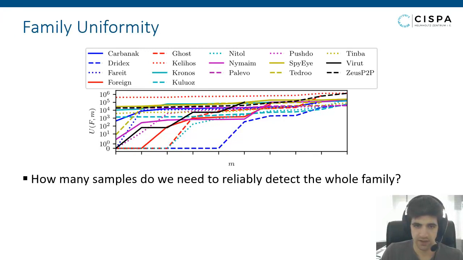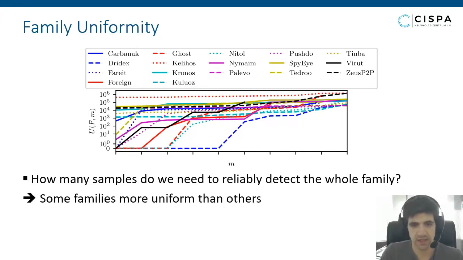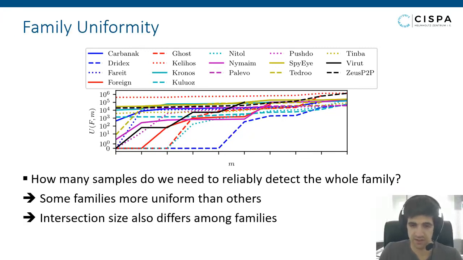If we compare this, for example, with the purple line, which is NIME, one sample does not work that well. We only have very few n-grams. If we have 2, it gets better, and 3, and of course, the more we have, the better it gets. So we can see some families are more uniform than others. We can also see that the intersection size is vastly different. For example, Kilios is very uniform. It contains almost 1 million n-grams in the intersection. But for other families, it's vastly different.